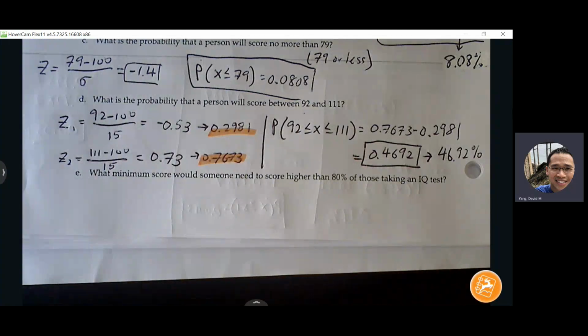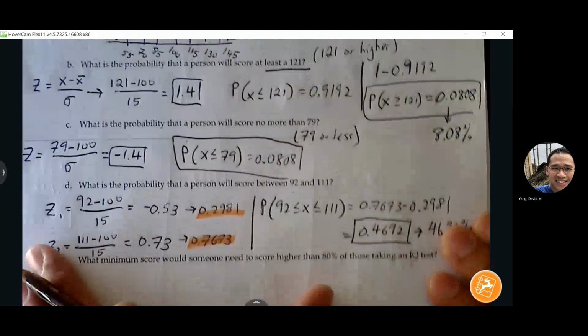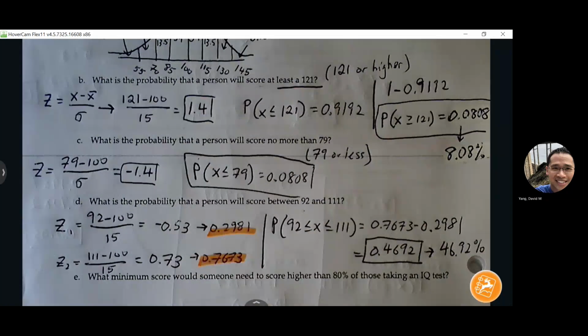Okay, part C feels more complicated because we're working backward. So imagine if I gave you this percentage to begin with, or let's say I gave you 8% to begin with. Then I just want you to work backwards to find that 121. So what you would do is take that 8.08%, convert it to a decimal, and look at the z-score table to figure out what z-score is associated with that probability.